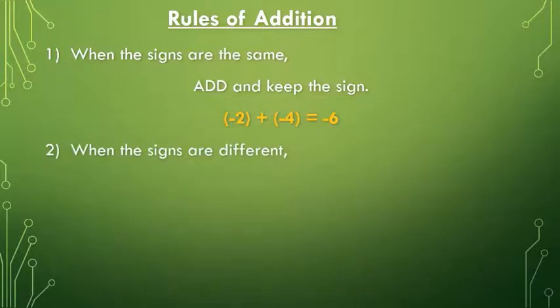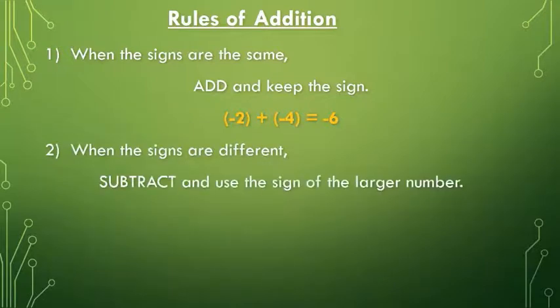When the signs are different, we have to subtract and use the sign of the larger number. For example, minus 2 plus 4 is equal to 2. Or also 2 plus minus 4 is equal to minus 2.